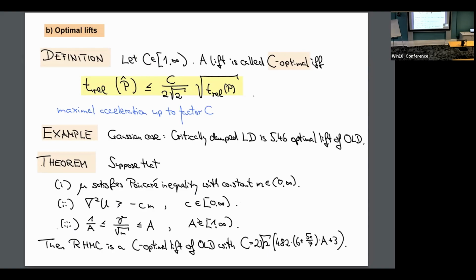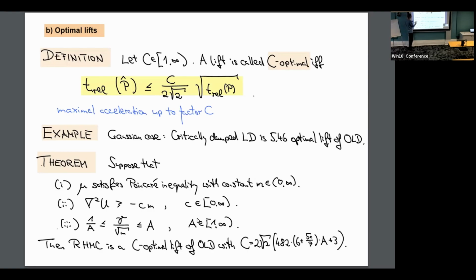Okay, once we have this bound, then we can ask for an optimal lift. Well, it's a bit too much to ask that we really achieve this bound. Actually, if you think about it, it's really not possible, but we can achieve it up to a constant. So we call a lift C optimal if it achieves this bound on the relaxation time up to a given constant C.